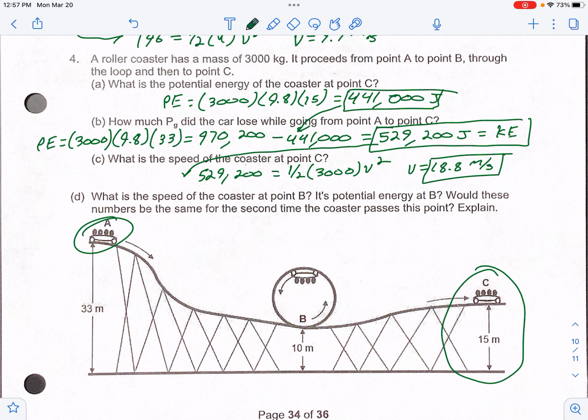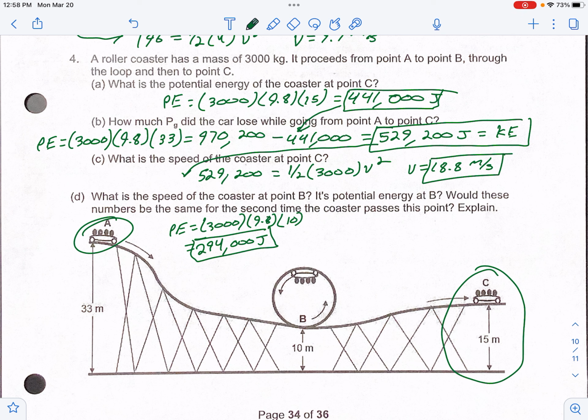So potential energy at point B, so PE equals mass times gravity times height. So 3,000 times 9.8 times height, which is 10, which is 294,000 joules. So I know there's part of my answer right there.